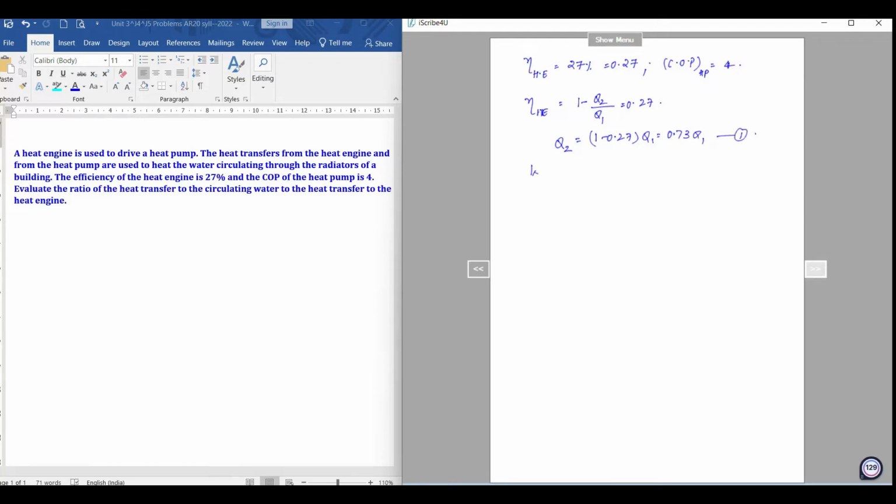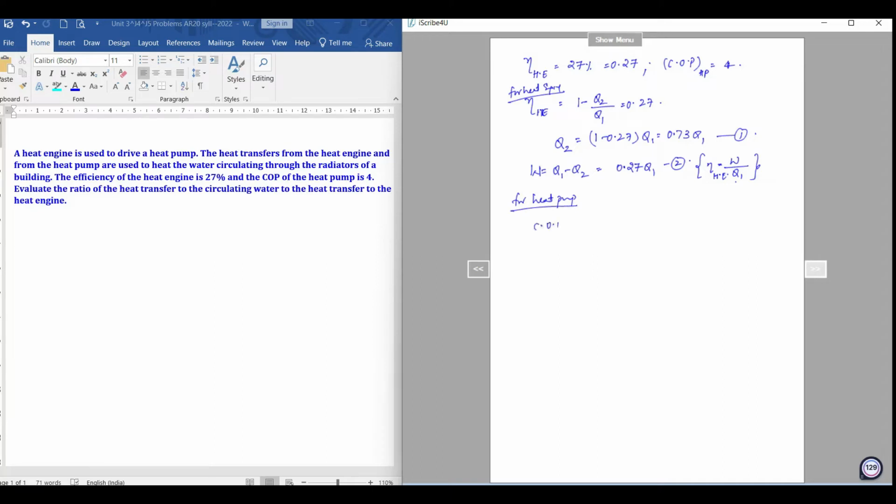We have another one, W equals Q1 minus Q2. So here Q1 minus Q2 will be equal to 0.27 times Q1. Where did this come from? Efficiency is also equal to W by Q1. So from that, W equals efficiency into Q1, that is nothing but 0.27 into Q1. Let me call this equation 2. So this is regarding efficiency, for the heat engine.